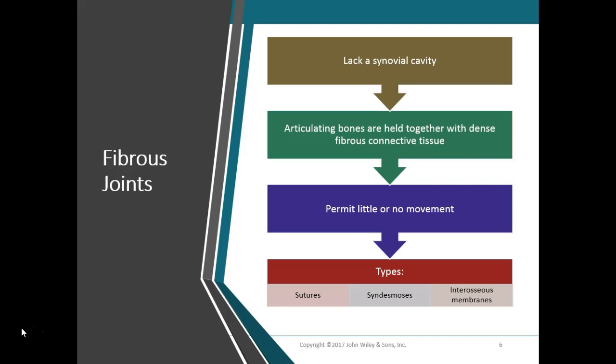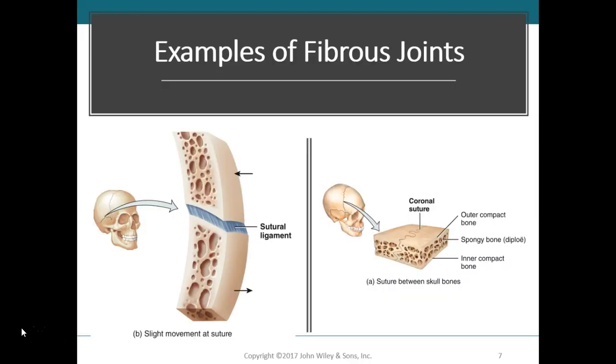Looking first at the fibrous joints, they will lack a synovial cavity, so they're not filled with that slippery synovial fluid. The articulating bones are held together with dense fibrous connective tissue, hence the name, fibrous, very little or no movement, and we see three different types of these: sutures, syndesmoses, and interosseous membranes. So let's look at an example of those.